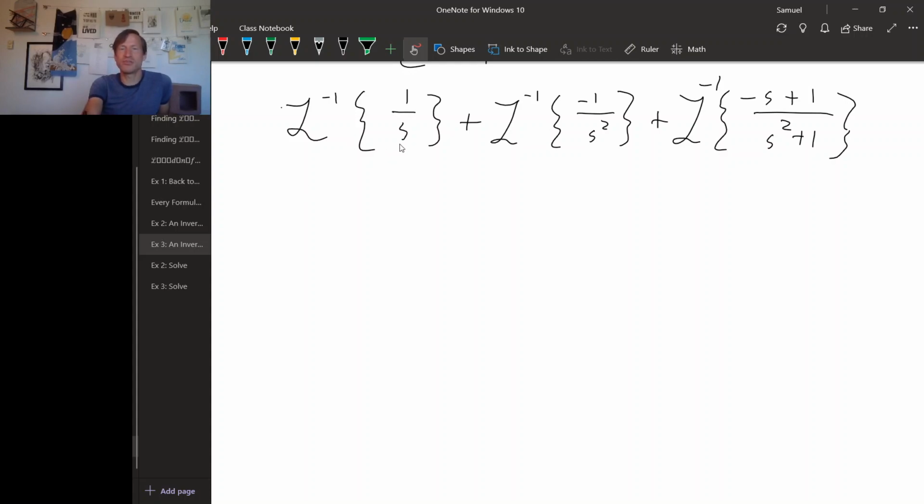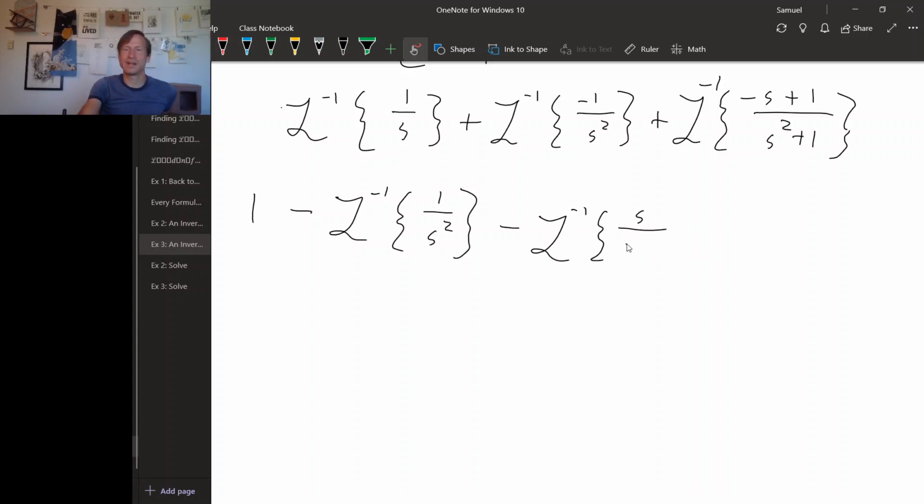So inverse Laplace transform of 1 over s, we know that one, that's 1. This minus 1 in the numerator, we can move that outside of the inverse transform, to make this subtraction instead. So now we need inverse transform of 1 over s squared, minus, because we're going to take this minus sign outside of the inverse transform, inverse transform of s over s squared plus 1, plus inverse transform of 1 over s squared plus 1.